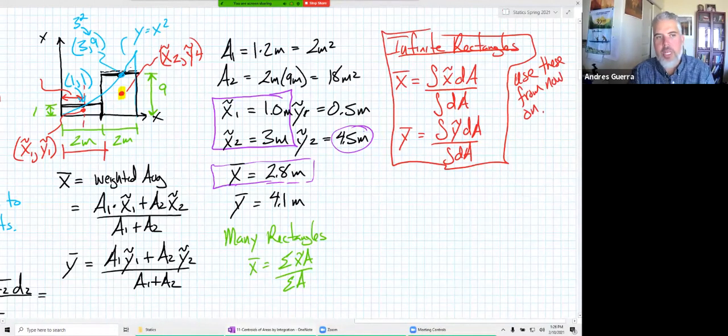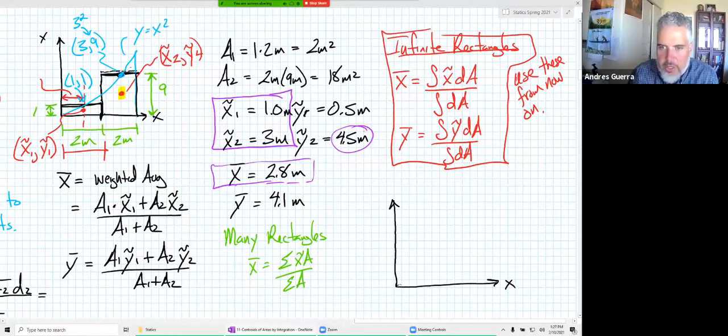We don't need to do the approximation or anything like that, but let's look at now if we have our area here. So same problem. We still have this: y is equal to x squared. And we're still going to go from 0 to 4.